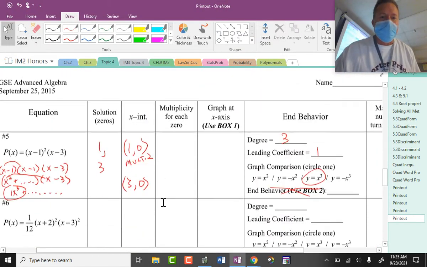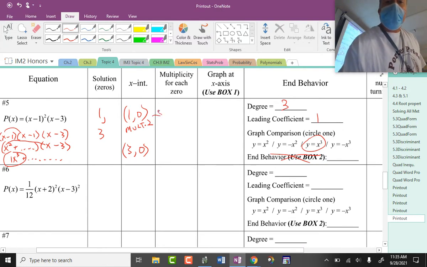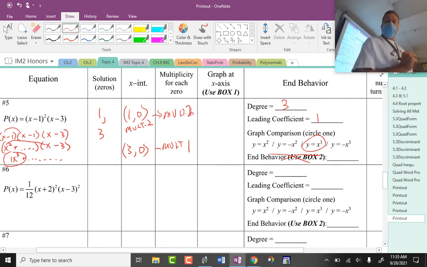Let's go back to this one. Calm down, Mr. Samuelis. All right, so multiplicity 2. Sorry, my bad. It's right here. Now, actually, this one's just a multiplicity 1. There's nothing special. It just crosses right through. Sorry, that's a 2. That's a 1. 1, 1, 1, 1, 1.